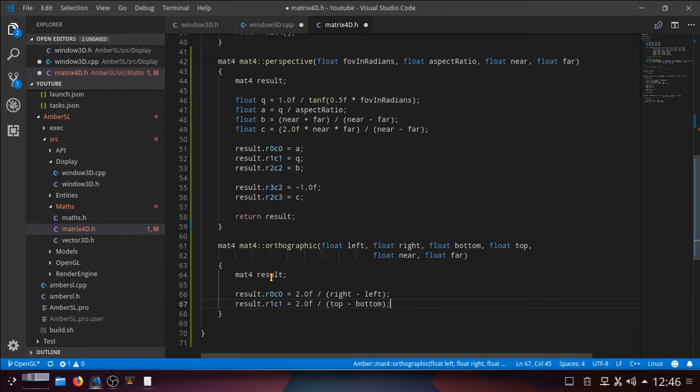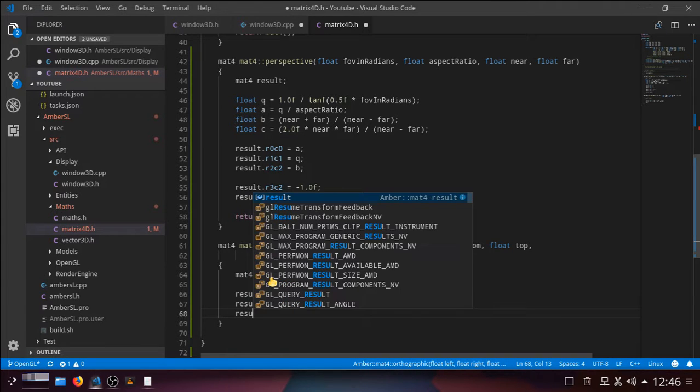Why does that look right? Should it be left minus right, or right minus left? Right minus left, yeah. Okay. And of course there is a third one.